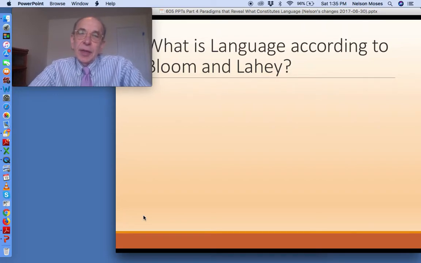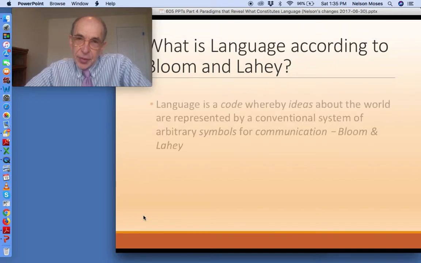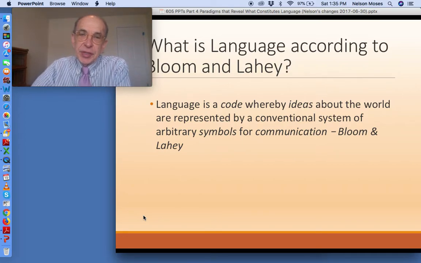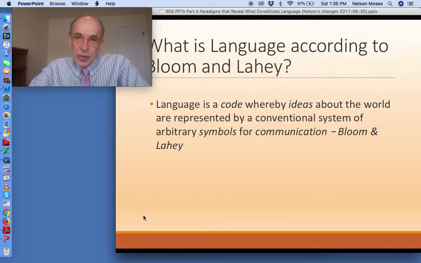So let's begin and let's review. What is language according to Bloom and Lahey? I hope you already have the answer in mind. Remember the definition? Language is a code whereby ideas about the world are represented by a conventional system of arbitrary symbols or signals for communication. Yes, you've heard that definition before. Well, that definition comprises the components of language, according to Bloom and Lahey.